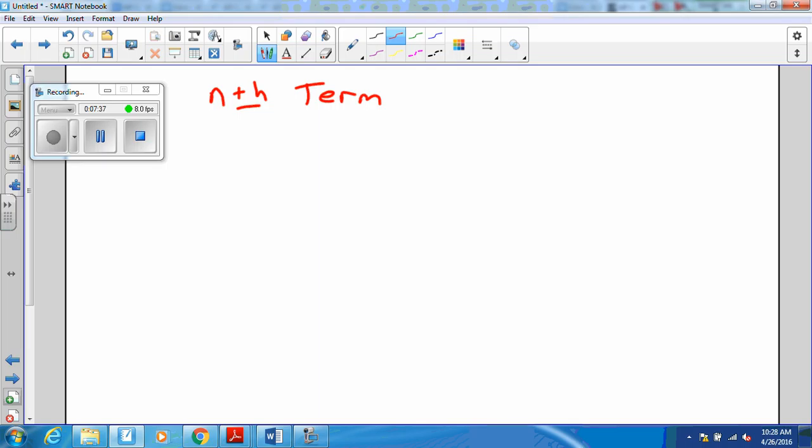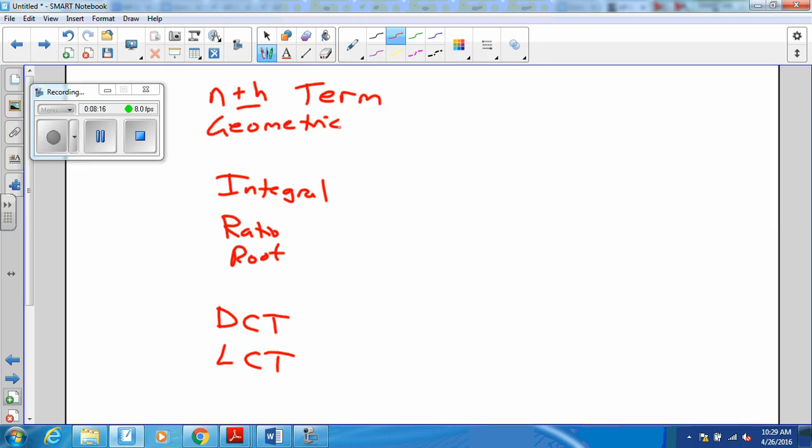We have the nth term test. We have, what else? Direct and limit comparison, DCT and LCT. Integral test, ratio test, yep. Root test.